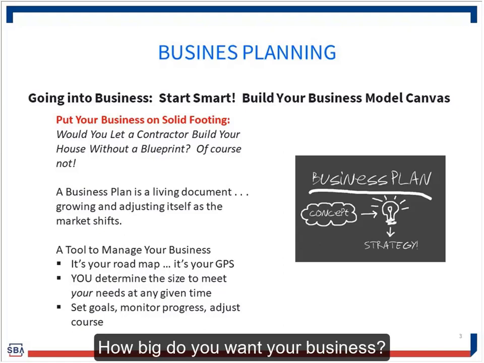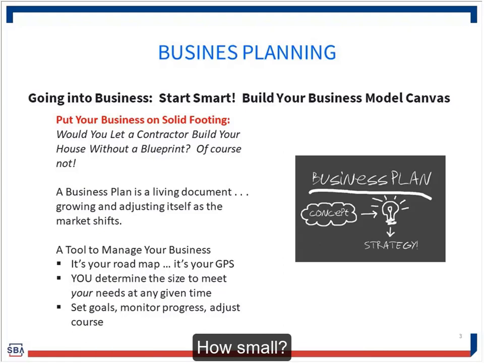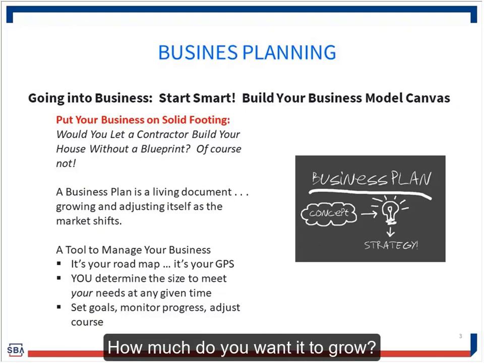You need to have a plan. This is going to be your roadmap. You determine the size to meet your needs at any given time. So how big do you want your business? How small? How much do you want it to grow? So you set goals. You're going to monitor your progress and adjust your course. And it's always best to have a vision and see where you're going.